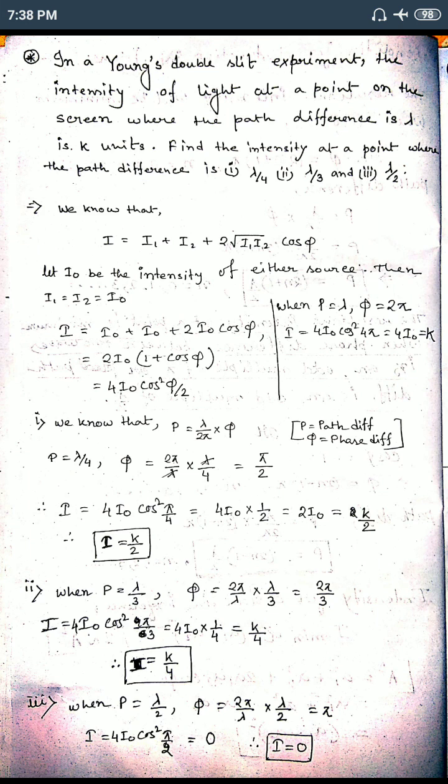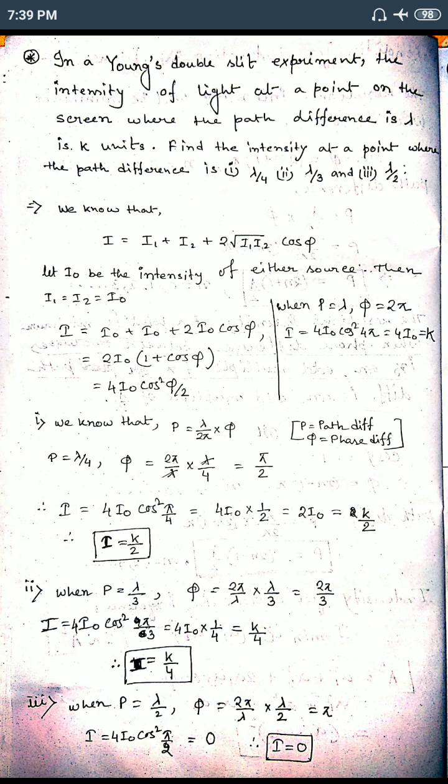In last class we discussed interference fringes, the conditions for constructive and destructive interference, and coherent sources. In today's class we started with some numericals, using the formulas we derived for constructive and destructive interference and the intensity formula. Using those formulas we solve two numericals.